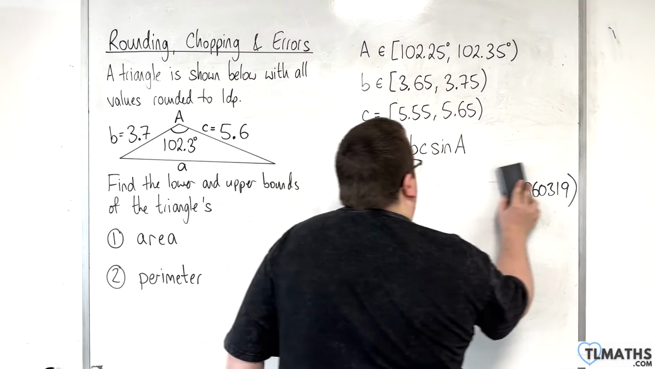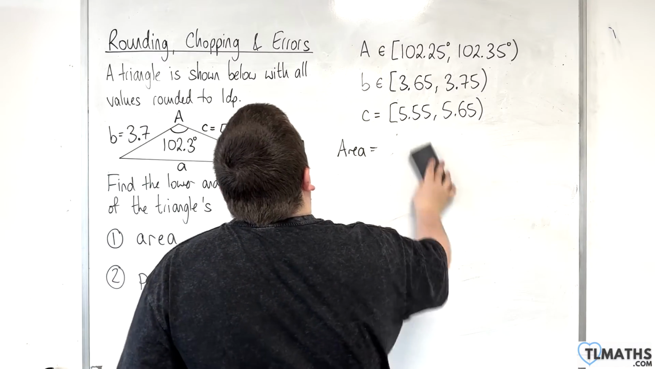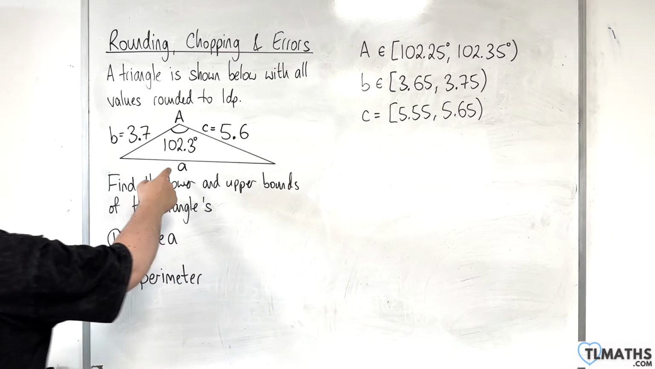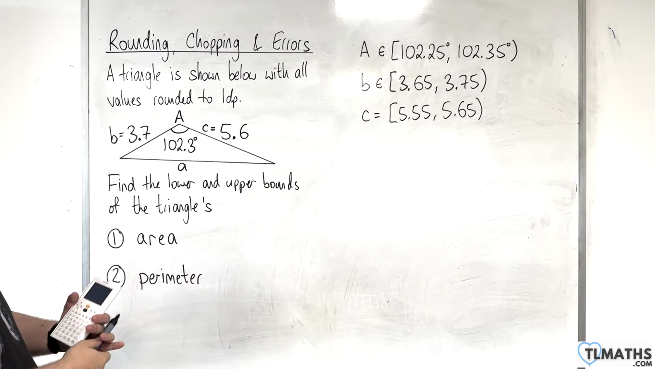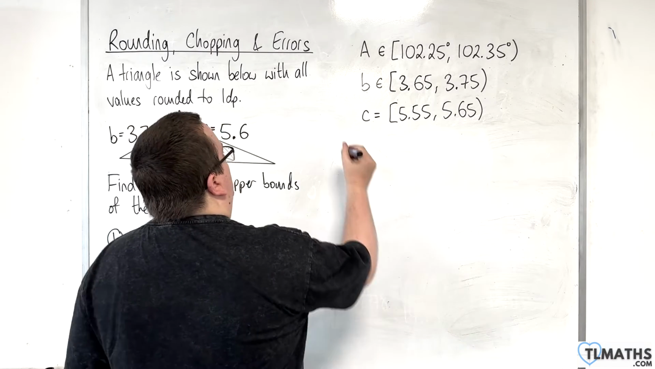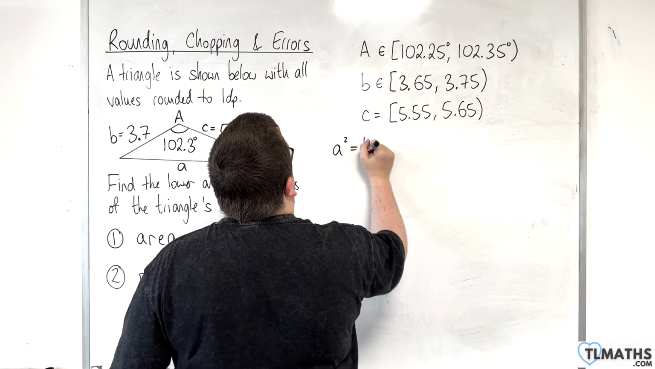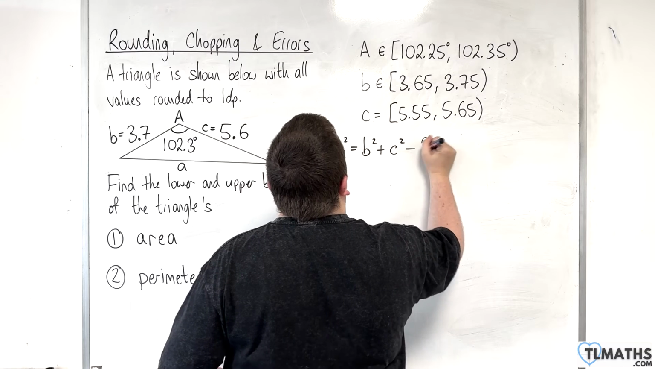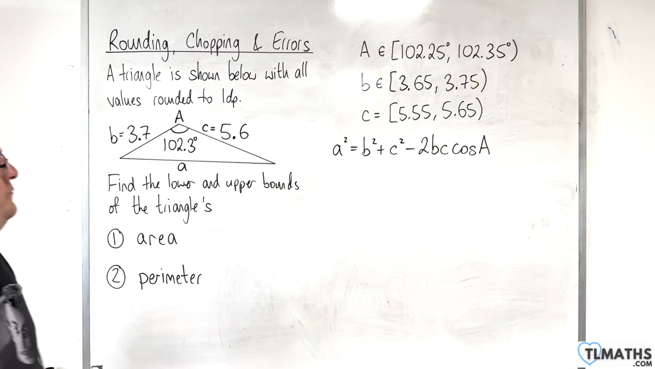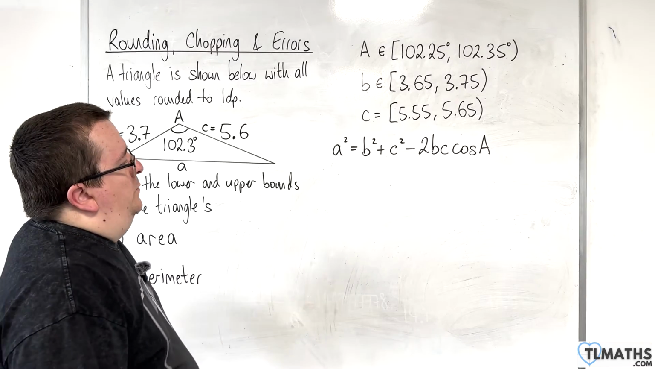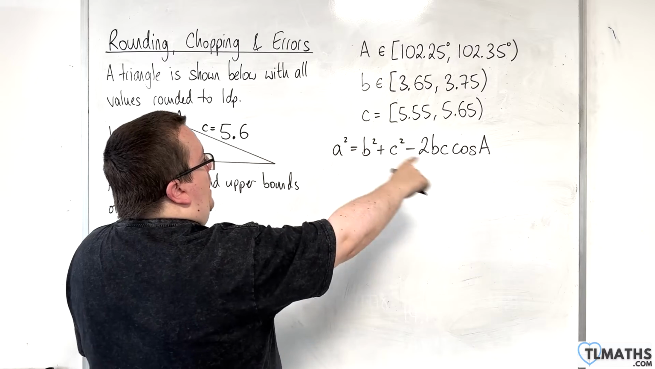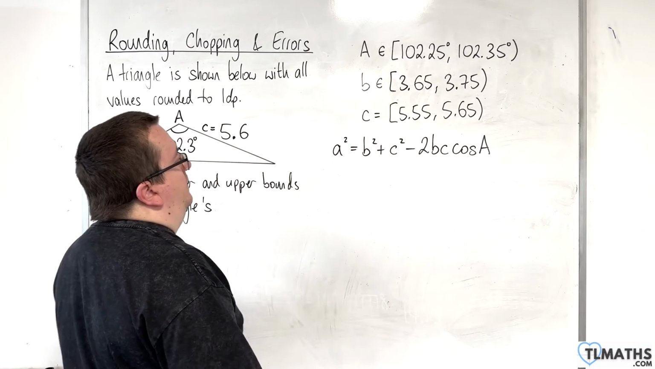Right, perimeter. Now for the perimeter, we're going to need to know the length of a. In order to do that, we're going to have to use the cosine rule. So we know that a squared is going to be equal to b squared plus c squared minus 2bc cosine of the angle A. So the value of a is going to be the square root of that right-hand side.